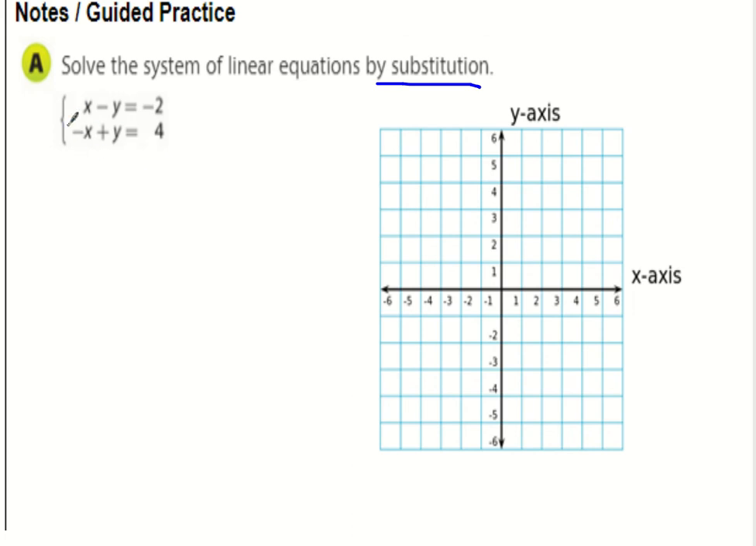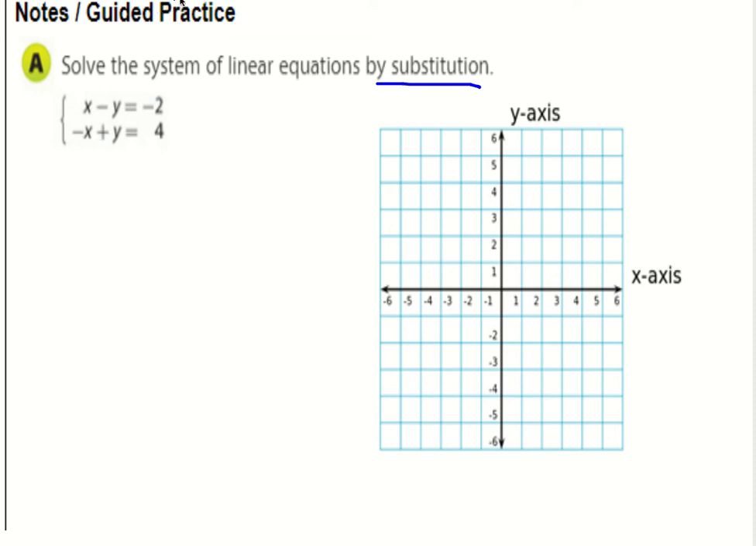So here I have a system of equations that I want to solve by substitution. First of all, if we're going to solve by substitution, we have to figure out what variable we want to solve for. I can solve for negative x, negative y, x, or y. Well, I'm going to solve for this y right here. I don't want to solve for this y or this x because they're negative, so that's just a little bit extra work. So let's solve for a positive variable with no coefficient.